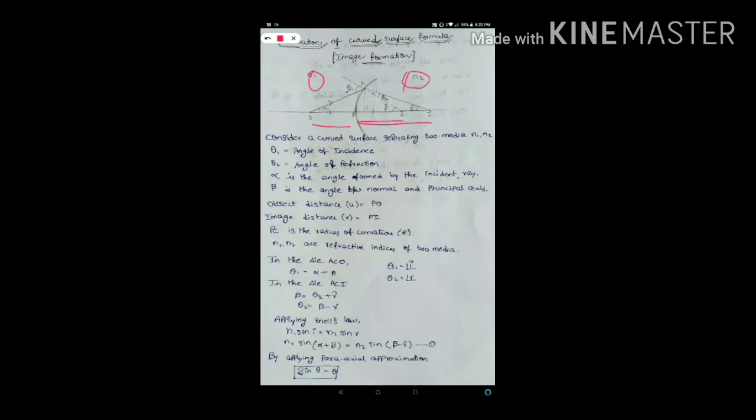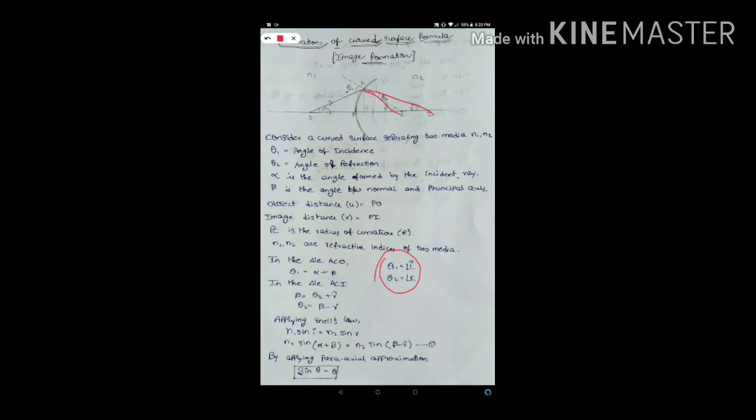If we take the triangle ACO, theta 1 is the external angle. The external angle is equal to the sum of its opposite interior angles. Therefore, theta 1 is equal to alpha plus beta. In the triangle ACI, beta is equal to theta 2 plus gamma. We should calculate the angle of refraction, so theta 2 is equal to beta minus gamma. We already discussed that theta 1 is the angle of incidence, and theta 2 is the angle of refraction.